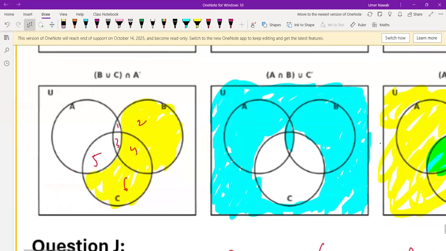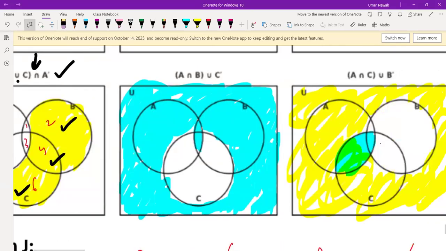Then we got to go to the B union C intersection A complement. There is an intersection in between. I use a dot technique for B union C, 1, 2, 3, 4, 5, 6. Okay. Which regions are coming outside of A? 2, 4, and 6. We shade them.